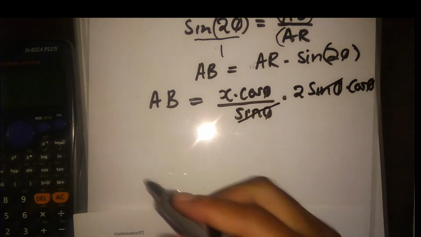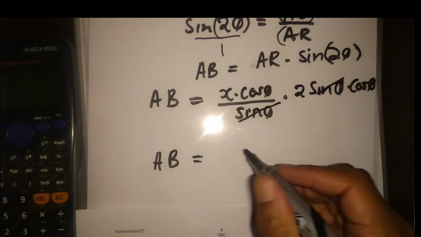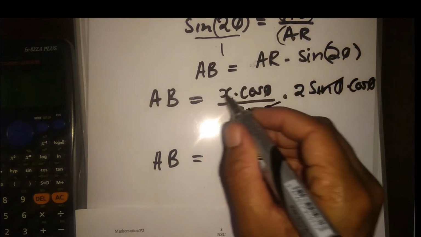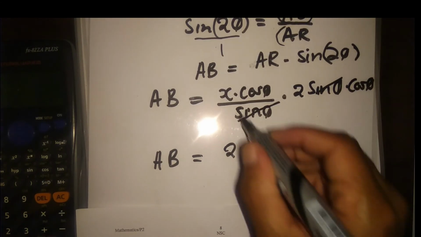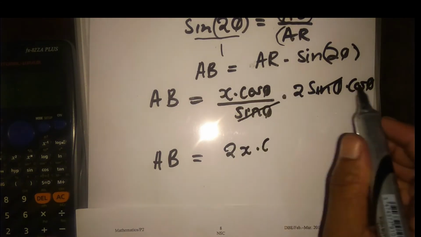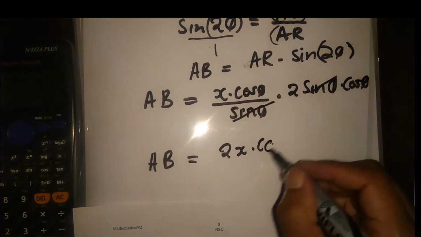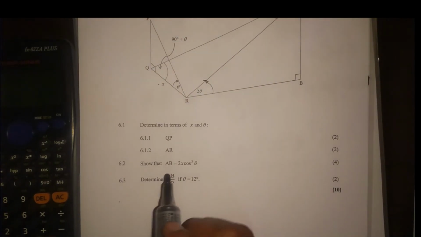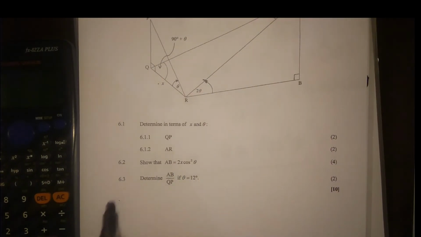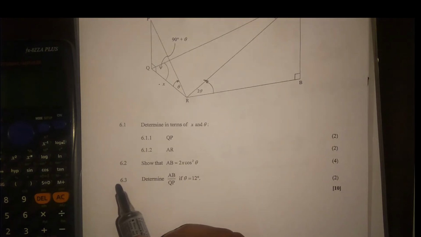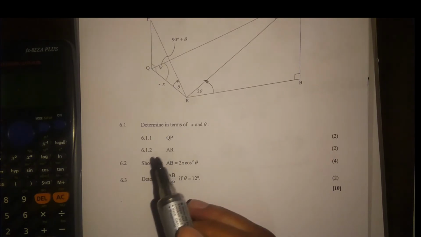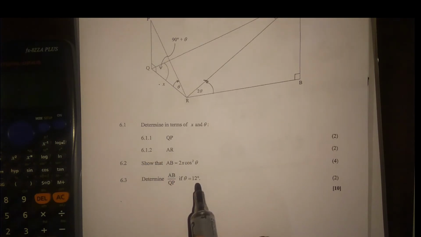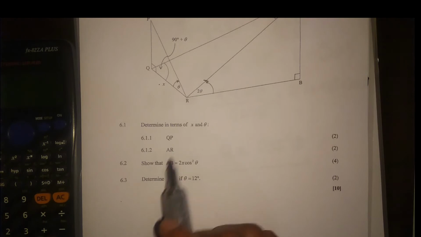Now let's simplify again. AB is going to be equal to 2 times x times cos theta times cos theta, which is cos squared theta. So we just proved that AB is equal to this. The last question, you substitute what you have proved. Then bazokupha ama-values in the last question where you need to substitute where you have proved.